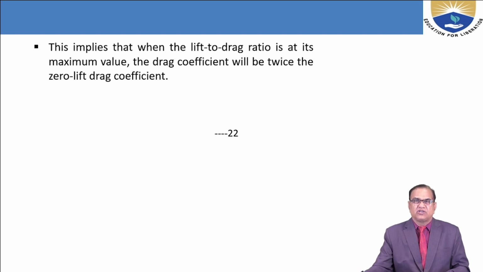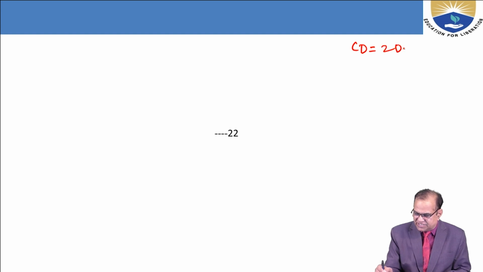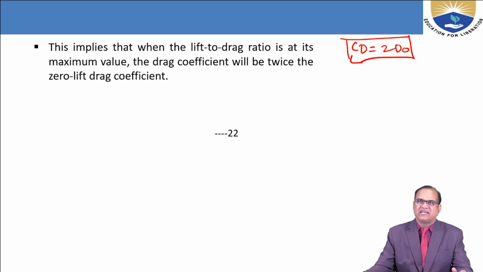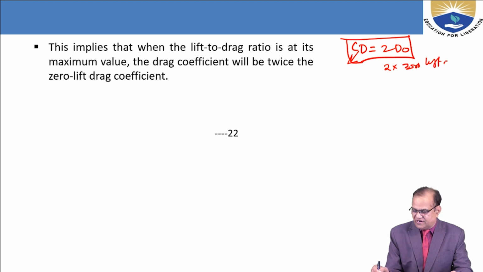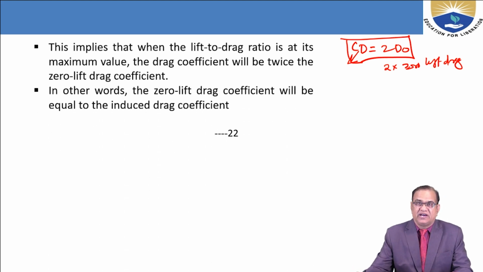Now this equation, CD is equal to 2 CD naught, we have to obtain. This implies that when the lift to drag ratio is at its maximum value, the drag coefficient will be twice the zero lift drag. So this drag coefficient CD should be 2 times the zero lift drag. That is the one conclusion. Second one, in other words, the zero lift drag coefficient will be equal to the induced drag coefficient.